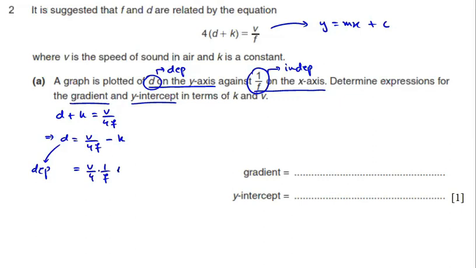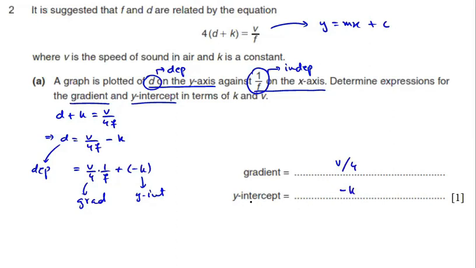So it can be written as plus minus k. Now students, v over 4 by which 1 over f is being multiplied gives us the expression for gradient. And the other term on the right hand side that adds to the term containing 1 over f gives us the expression for y-intercept. So v over 4 is the expression for gradient and minus k is the expression for y-intercept.